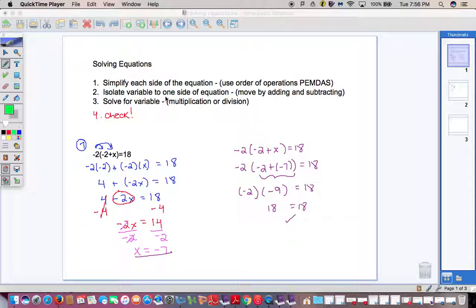Our third step is to solve for the variable, and we do that by using the multiplication or division property of equality. And then your fourth and final step would be to check. You're looking to see: does your answer work in the given equation?